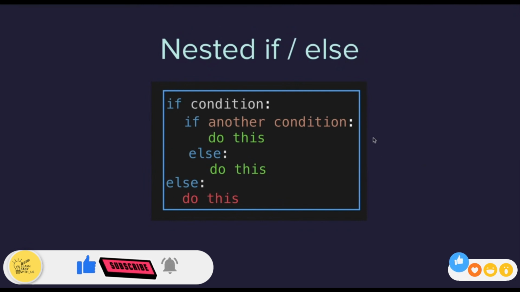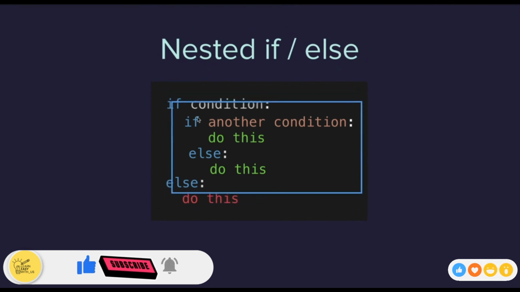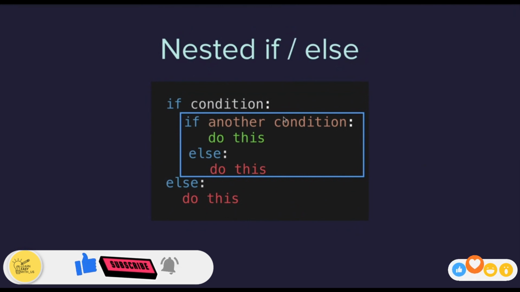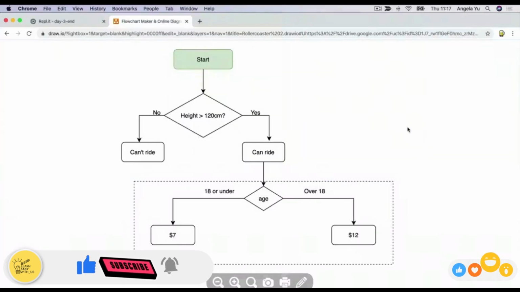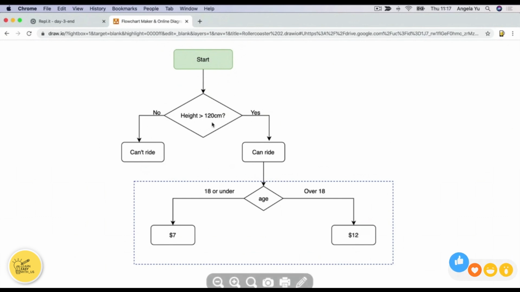So essentially, the computer first looks at the larger picture, which is this first condition, and decides whether it should go into the else block here, or if it should go into the nested block inside the if statement. So now this is what our flowchart looks like. In the first if statement, we check whether their height is over 120 centimeters. If no, then the if statements all end. You can't ride, you can't buy a ticket. But if yes, we actually take them to yet another if statement where we check their age. If their age is 18 or under, then we give them a $7 ticket. If they're over 18, then they have to pay $12.